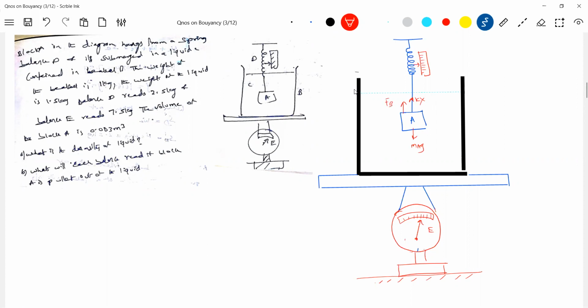In turn, what happened? So what is this buoyant force? It is the force exerted by the liquid on the solid. In turn, the solid will exert a force on the liquid. I think this is what you'll be missing. I'll show it here like this. Weight of the container, weight of the container.